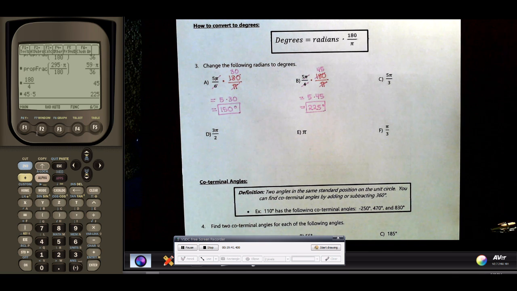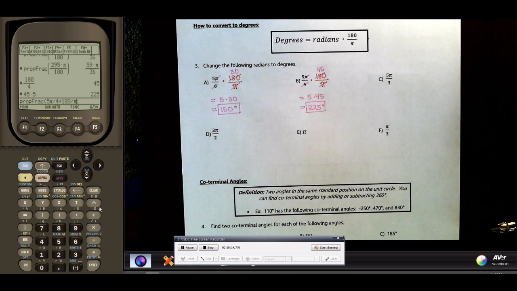So again, F2, if it pops up. Sometimes it's a little picky. Just move your mouse around a little bit on the button, okay? And then 7 to get to prop fraction. From here, you're just going to type in your answer. So 5 pi over 4 times 180 divided by pi.